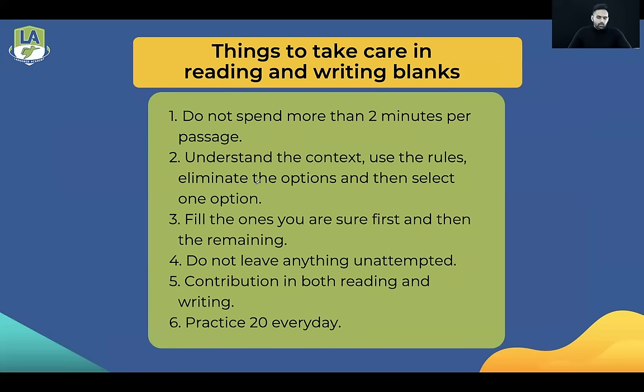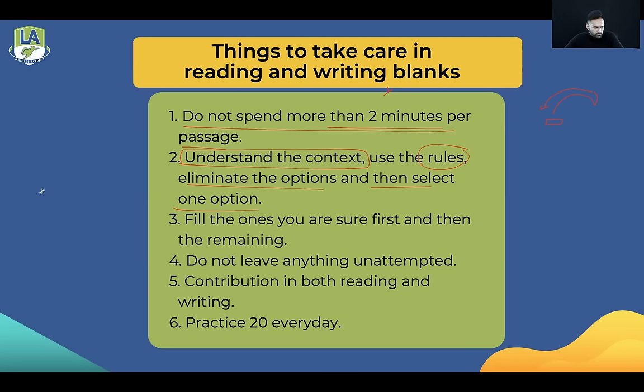Now let's have a few more tips which you need to use in your reading blanks. All right, do not spend more than 2 minutes per passage. One passage, 2 minutes maximum. Remember this thing, once you click next, once you move on to the next question, you cannot come back. So you need to be very careful about this. Do not spend more than 2 minutes per passage. Understand the context. First of all, understand what the passage is talking about. Then use the rules and eliminate the options. Only one option you have to select. You don't have anything else to do.